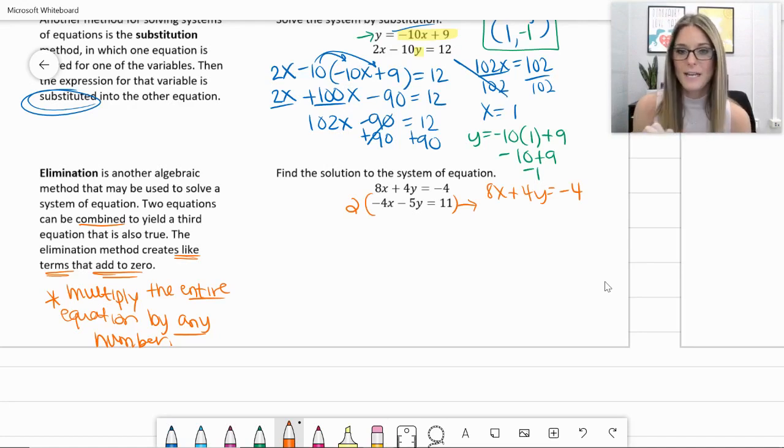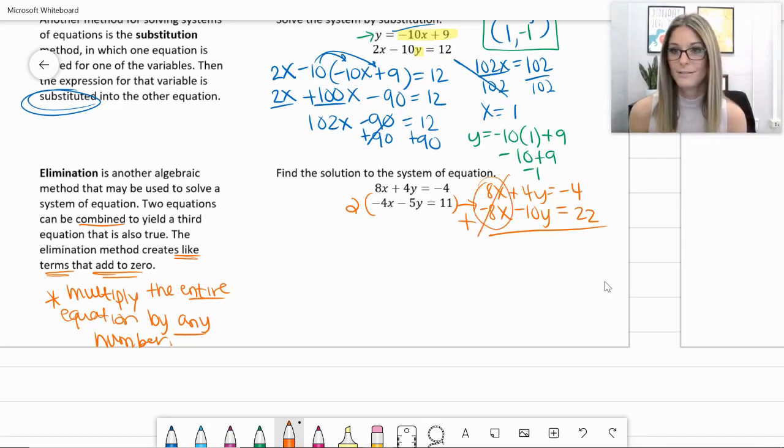So 2 times the negative 4x, negative 8x, what I want. Then also everything else. 2 times negative 5y makes negative 10y equals 2 times 11. A lot of students will forget the last one. Make sure you go all the way across our equation. Now, I'm going to make like a big addition problem and add straight down. That 8 plus negative 8 made 0.